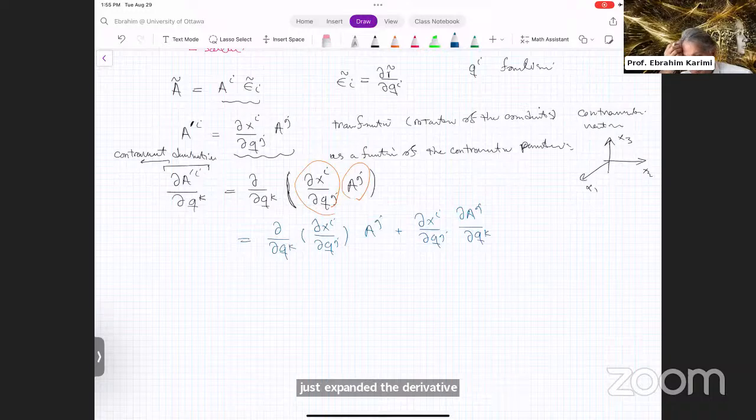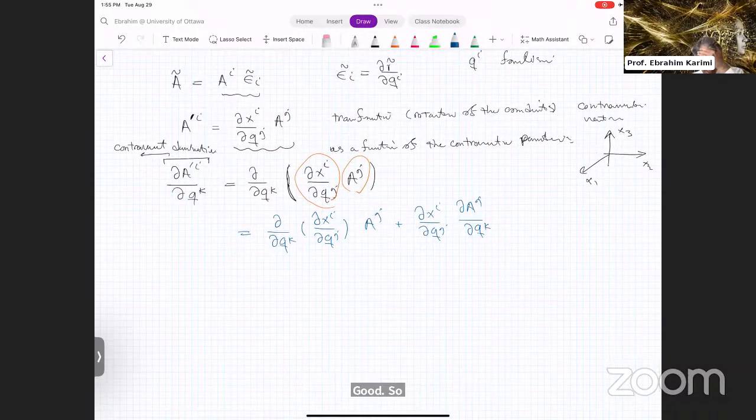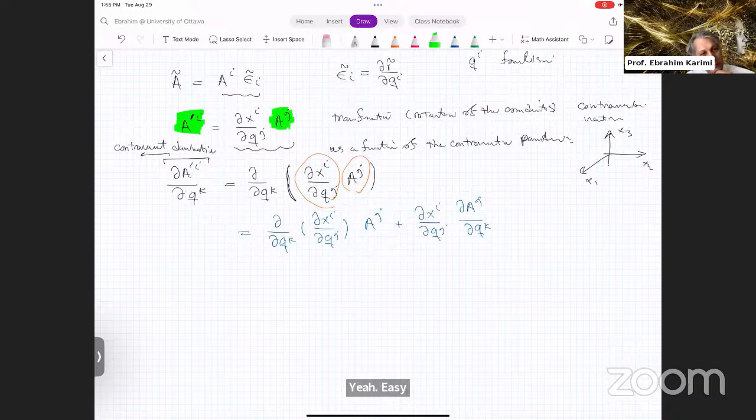Good. So I'm asking myself, what is happening? I have taken a vector component, which is the contravariant vector, and I'm taking the derivative of the contravariant vector, right? So do you agree that A prime here is a tensor of rank one, right? Do you agree with me?